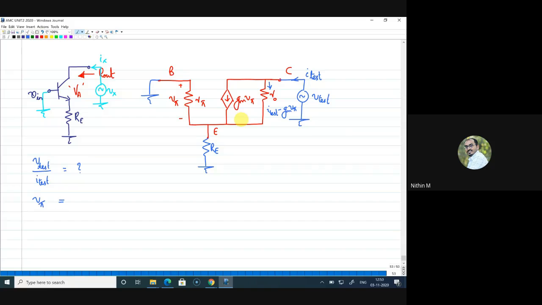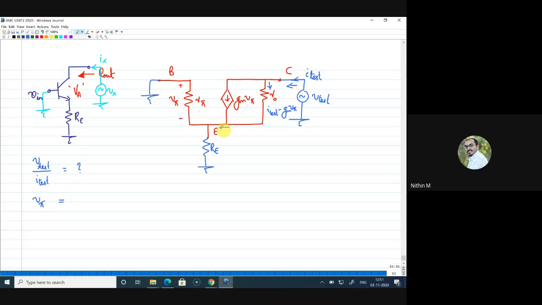I'll help you, Manjunath. So what you can see here is that this R pi and Re both are in parallel, right? If both are in parallel, both will sustain the same voltage. So if the voltage across R pi is V pi, then since R pi and Re are in parallel, both will have V pi voltage across it. Now, Itest is a current which is originating here, which is splitting into two branches, and what is coming out? It should be Itest.